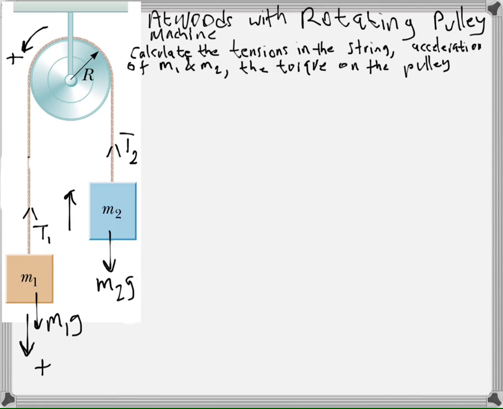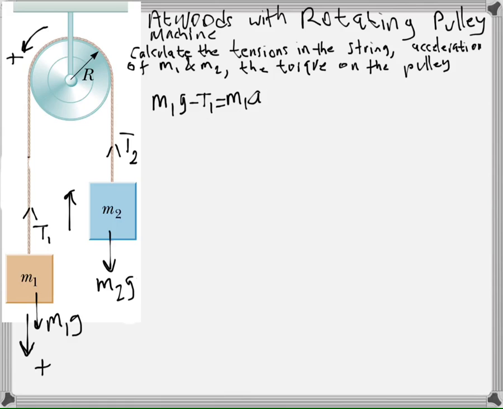So let's write, for the first mass, since M1G is down and down is taken as plus, M1G, but T1 is up and up is opposite, so it is minus T1 and this will be equal to M1 times A. Okay. The same for M2.